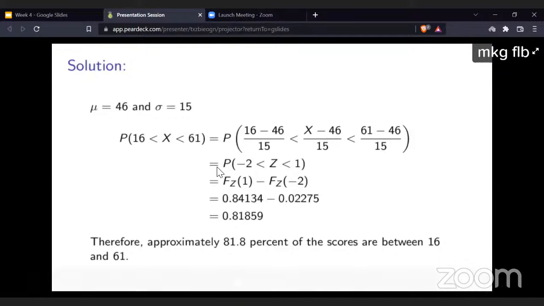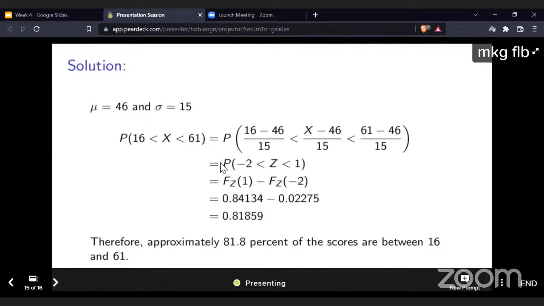Now, using the properties of CDF, Z is also a random variable, right? Let's say X is some random variable. If I have to write the probability that X lies between 16 and 61 in the form of CDF, how will you write it? What is the property of CDF? F of 61 minus F of 16, correct?